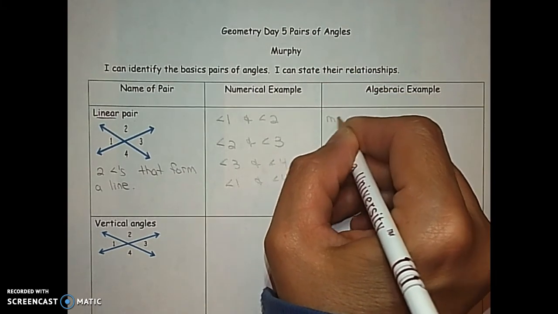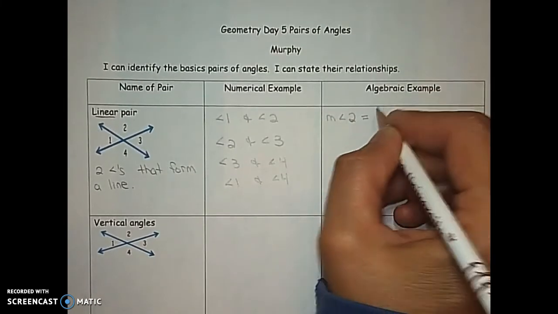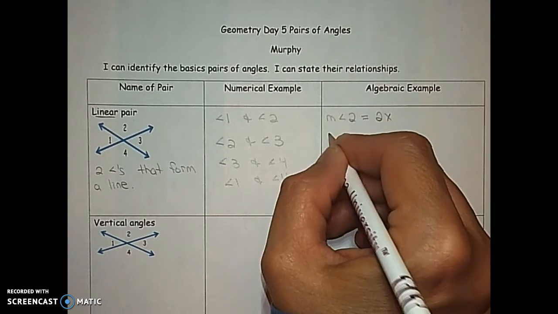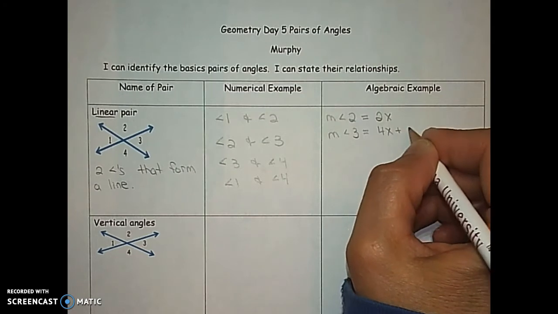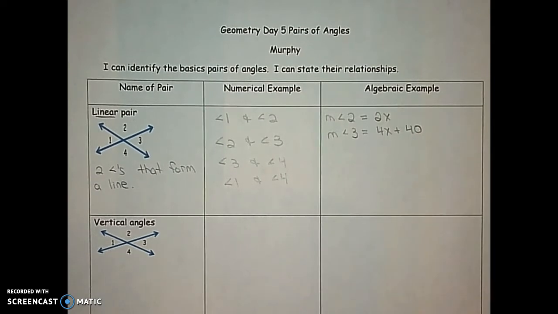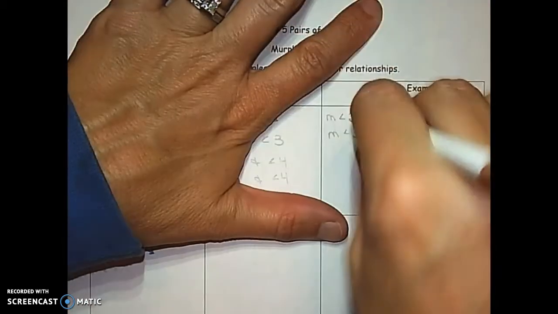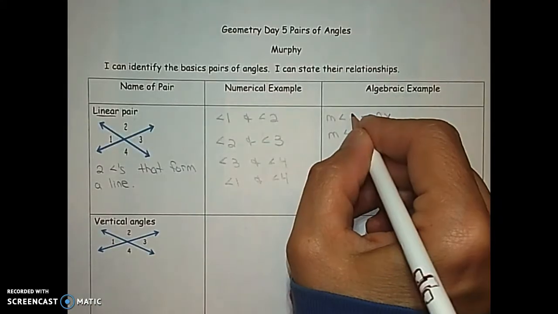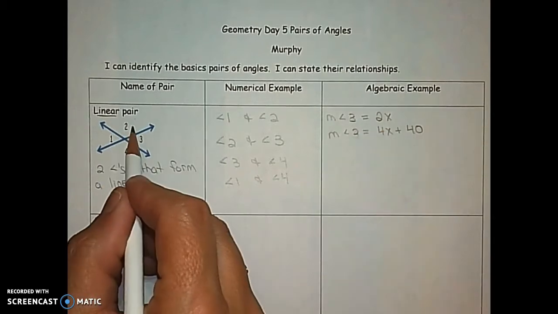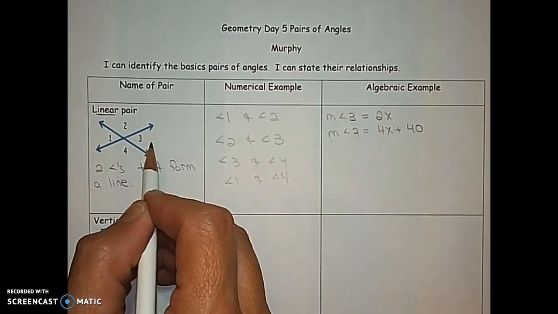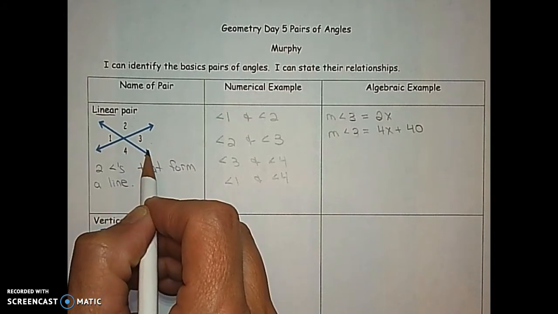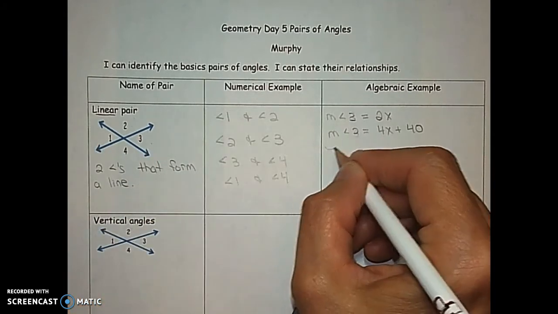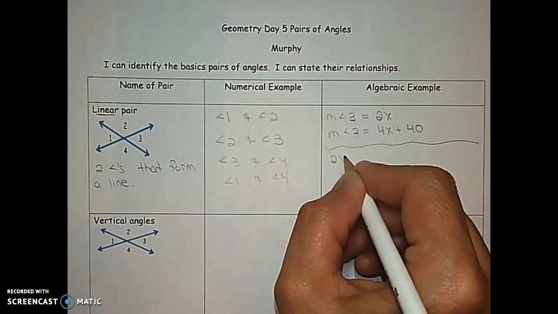So if we were given the measure of angle 2 is equal to 2x, and the measure of angle 3 is equal to 4x plus 40. And actually, I'm going to flip these so it makes more sense. So again, this is 4x plus 40. This is 2x. We know if they form a linear pair, they form that line, and the measure of a straight angle or a straight line is 180 degrees. So we're going to go ahead and set up an equation.